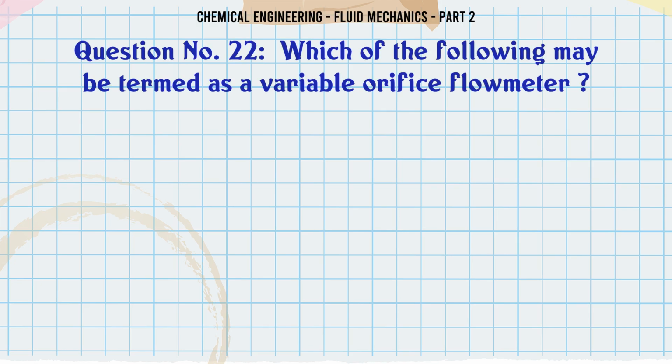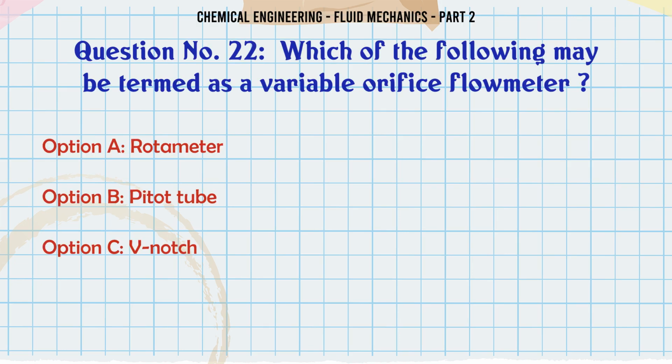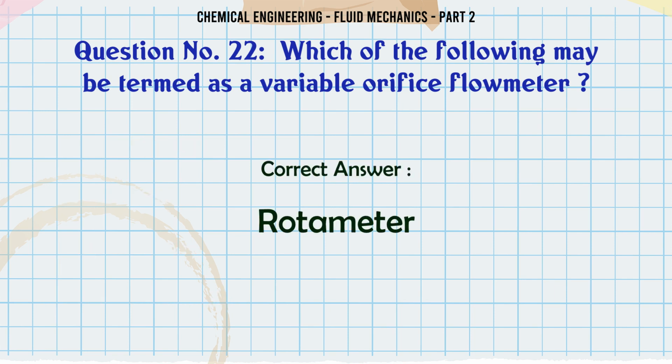Which of the following may be termed as a variable orifice flow meter? A. Rotameter. B. Pitot tube. C. V-notch. D. All A, B, and C. The correct answer is Rotameter.